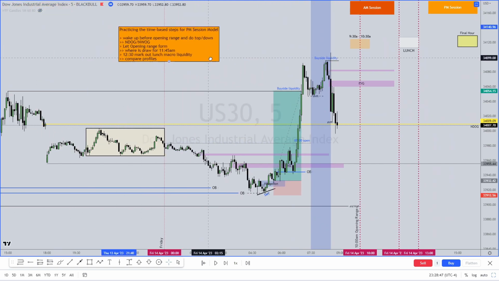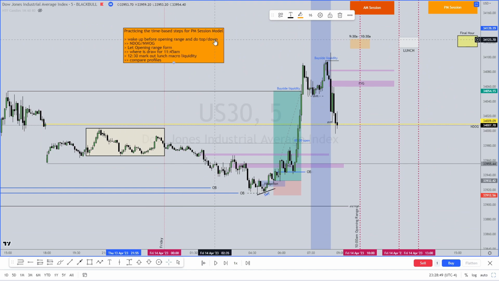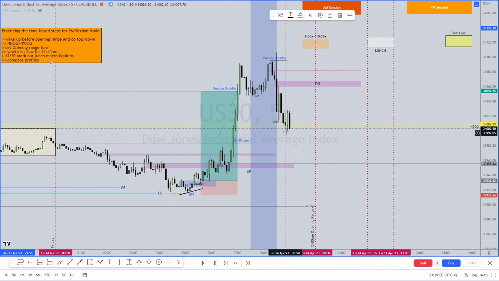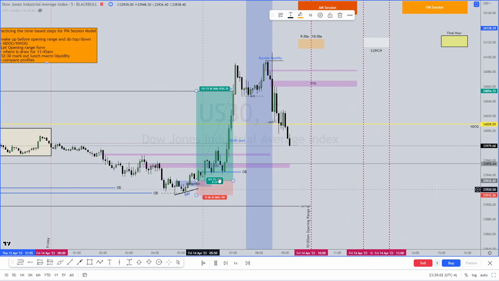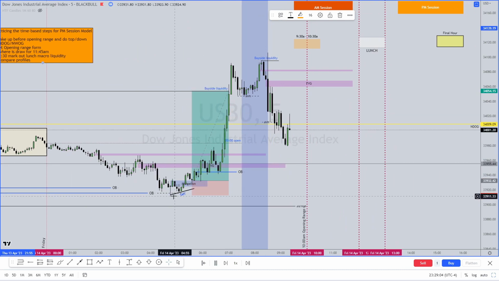So where we are now, we've done our framing top down, we've done our new day, new week is way down below. We're waiting for the opening range to form. And we're looking for where is the draw. So we got some sell side liquidity down here.